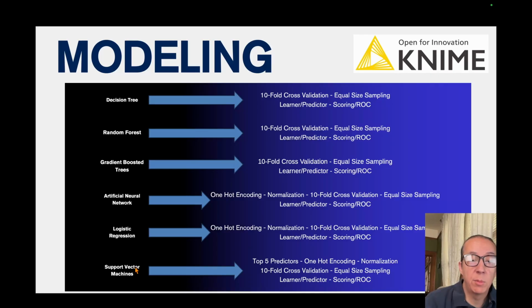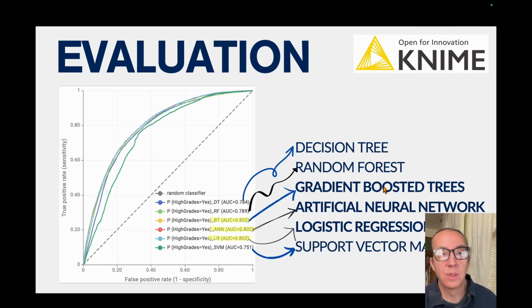The support vector machines had one extra step before it. It was only the top 5 predictors because the SVMs took a lot of processing power, and it wouldn't run super well on my computer unless I removed some of those.